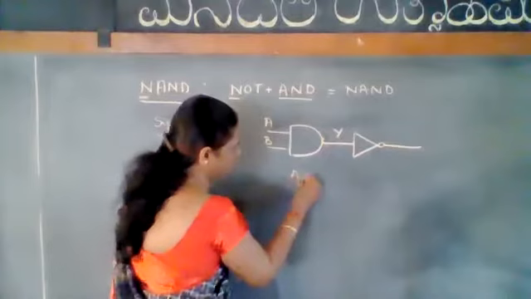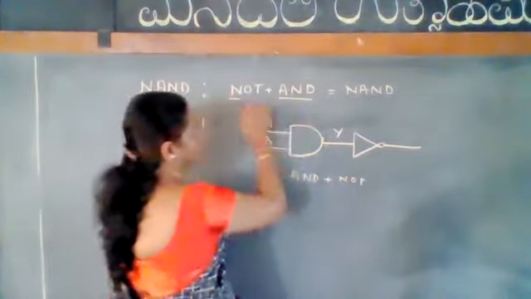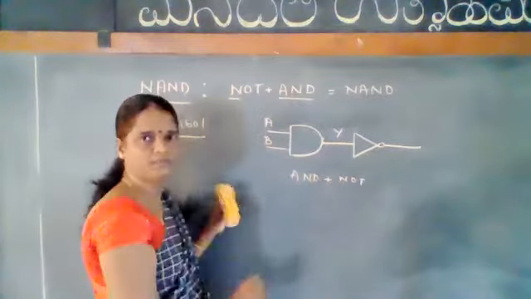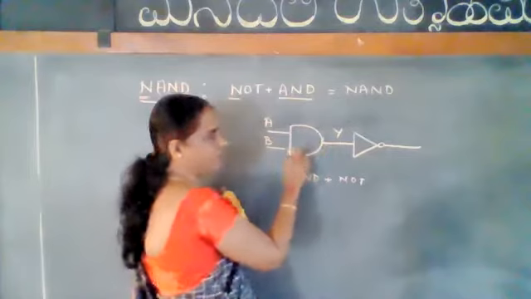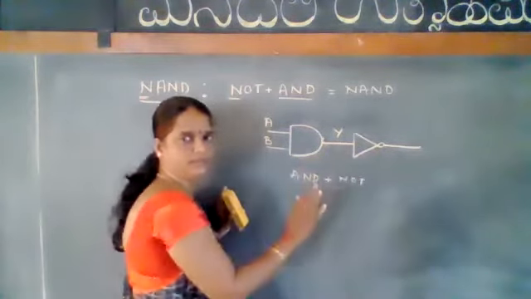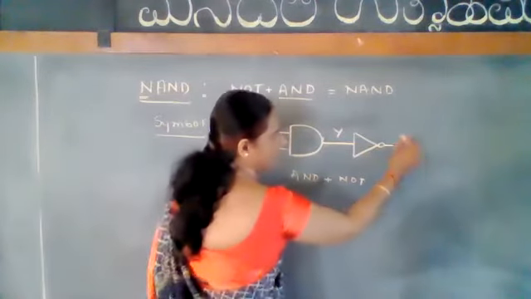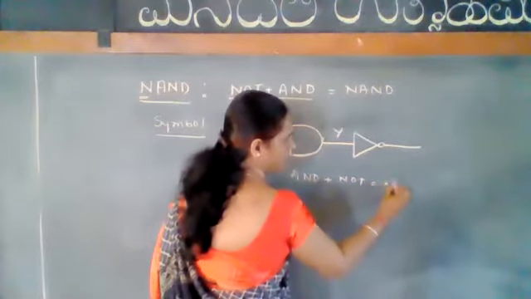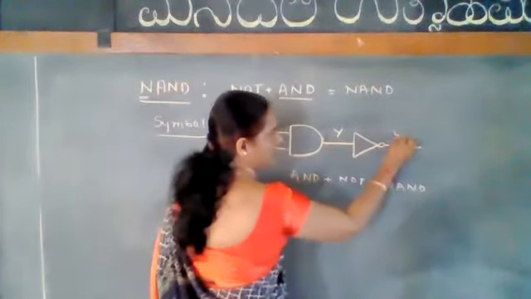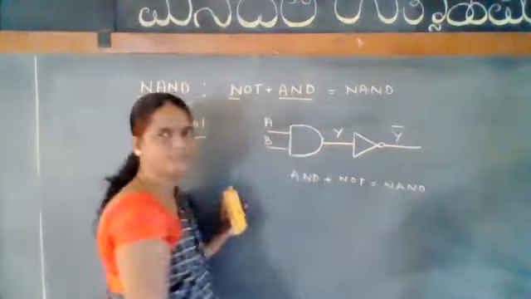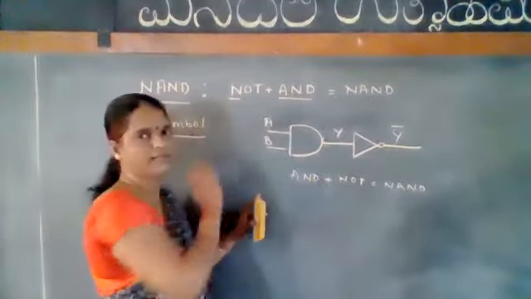Now what does this become? AND plus NOT. Here we are doing the AND operation first and inverting it. So AND plus NOT gives us the NAND. So the output is NAND. This Y now is complemented. It becomes Y complement. So that is the actual output of NAND gate.